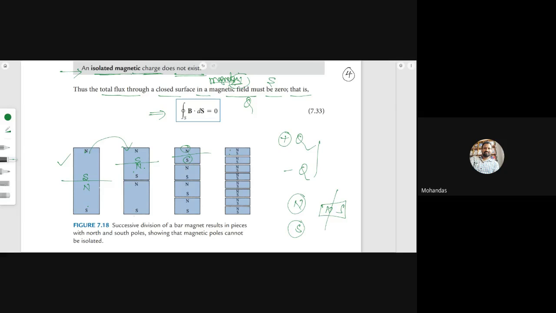So this is what a successive division of a bar magnet, a permanent magnet, results in: a piece with north and south poles. Now, after having this equation, if you use the divergence theorem, the closed surface integral can be converted into, please respond now. Please anybody tell me the divergence theorem here. Nikita, please respond. Tell me the mathematical expression for the divergence theorem. What is the purpose of the divergence theorem? We can convert.